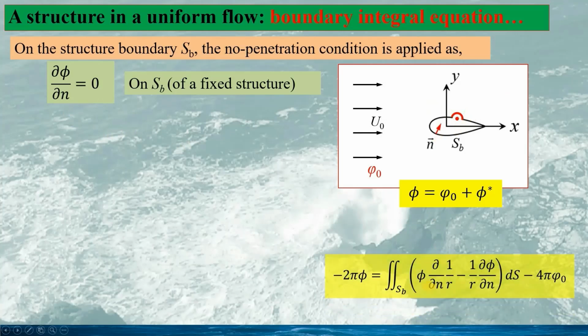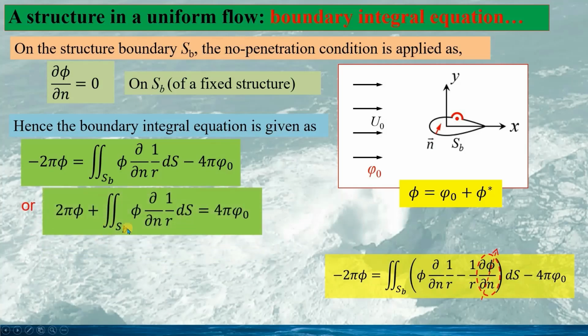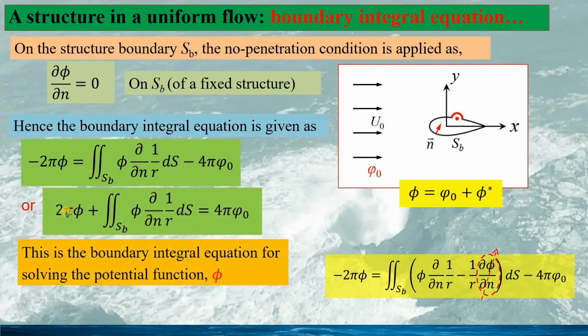Then we apply the boundary integral equation. This term would vanish. Therefore, the boundary integral equation would be given in this form or in this form. And now everything is on the structure boundary SB. This is the boundary integral equation for solving the potential function for a structure fully submerged in the fluid in 3D, flows of a structure fully submerged in the uniform flow.